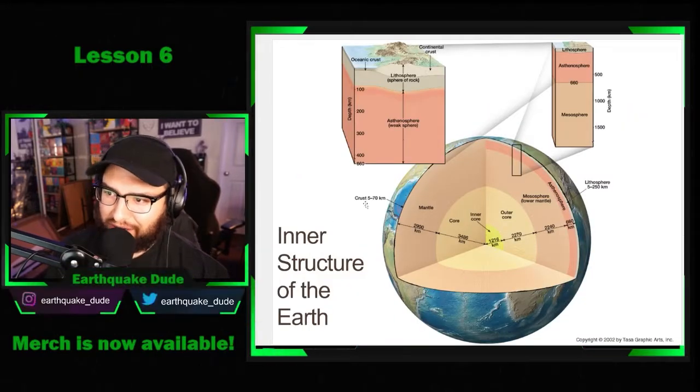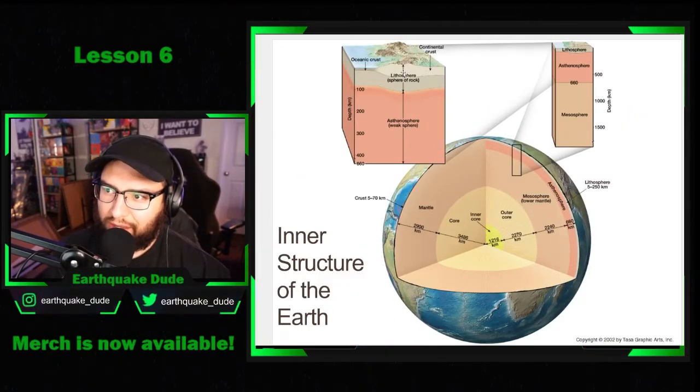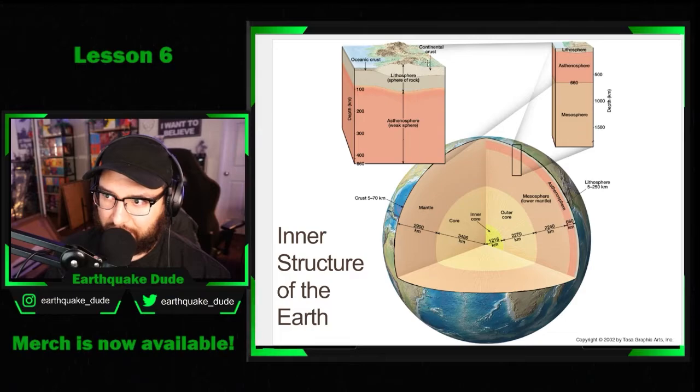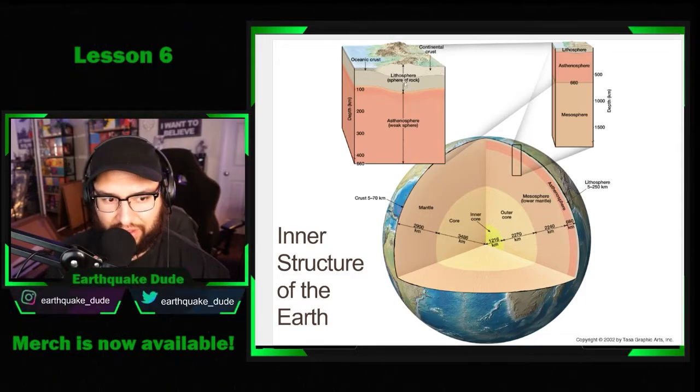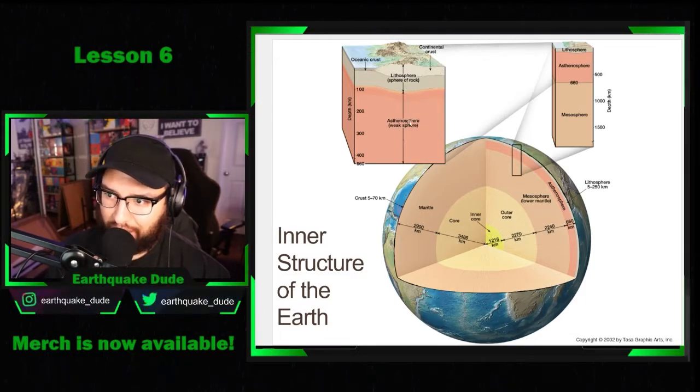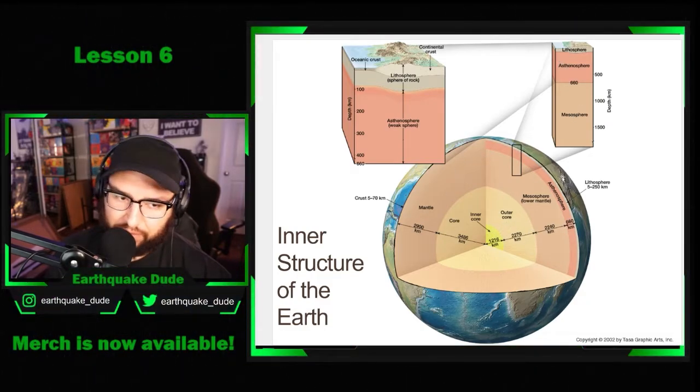So let's look at the inner structure of Earth, right? Again, we have oceanic crust and continental crust. We see the lithosphere. This is where the tectonic plates are part of the lithosphere, and they glide over this weak asthenosphere. The lithosphere, asthenosphere, mesosphere, right? And here you can see the inner core, outer core, crust, and mantle.